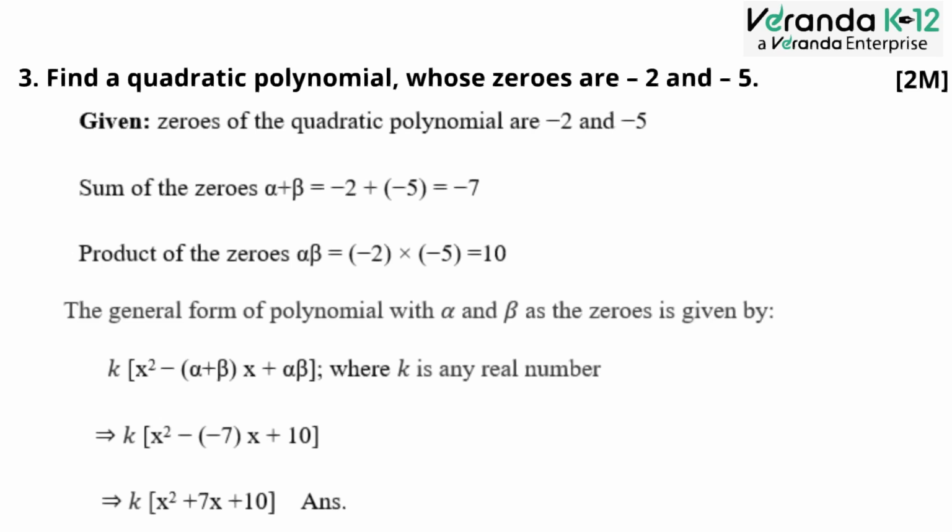So substituting the alpha plus beta and alpha into beta values, we got k times x square plus 7x plus 10. So again children, mentioning k times is very important. As they have asked us to find a quadratic polynomial, here we can say k times x square plus 7x plus 10, where k is equal to 1. If you don't write this k, there may be chances of losing half a mark. So please be careful.